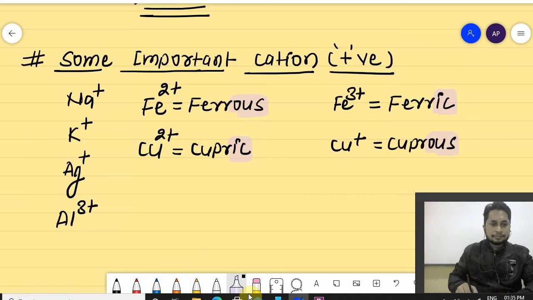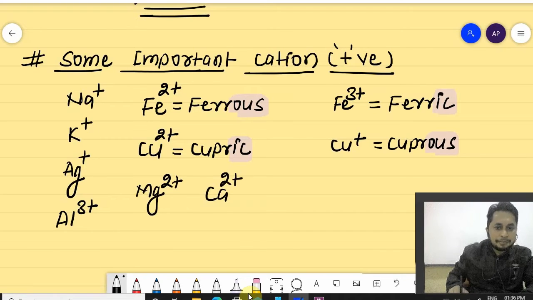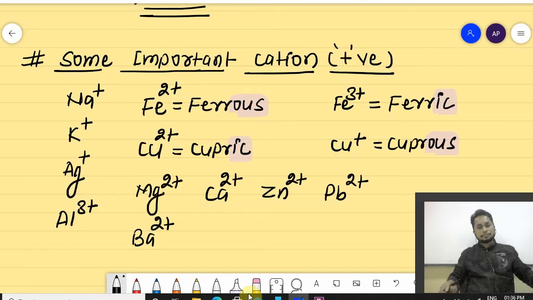Apart from these six cations, the rest of the cations in class 9th and 10th have double plus charge, like magnesium Mg double plus, calcium Ca double plus, zinc Zn double plus, lead Pb double plus, barium Ba double plus. This many cations only we need to remember.